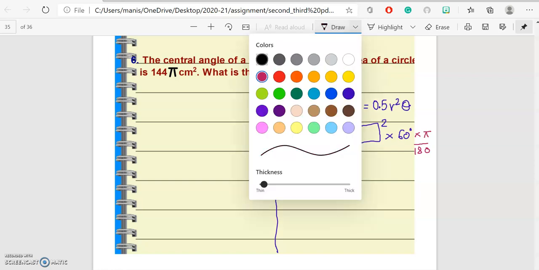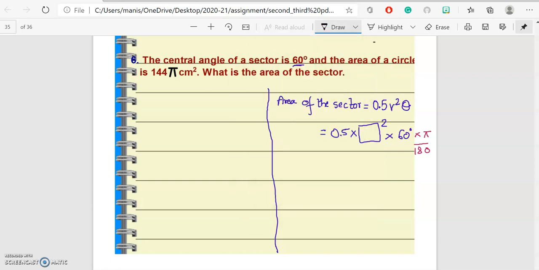Are we missing something? Yes. What are we missing? We are missing the radius. Let's go back to the question and see, have we been given any other information? Yes. We have been given this information.